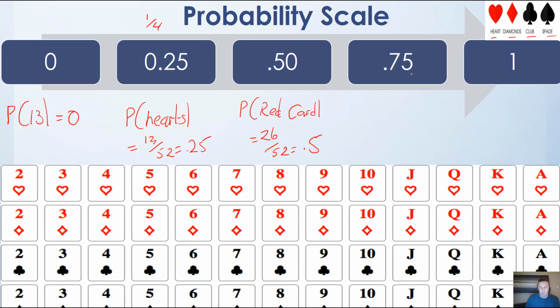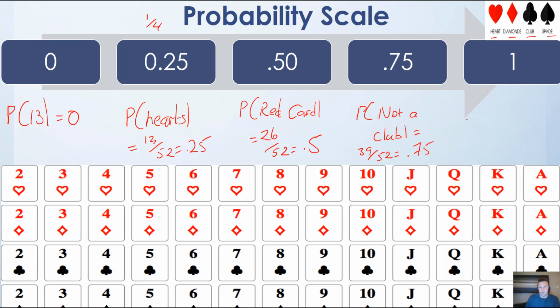Now, how about 0.75? Well, again, I know there's 13 hearts, 13 diamonds, 13 clubs, and 13 spades. So what if I said, what is the probability of not a club? Well, not a club would mean a heart, a diamond, or a spade, okay? And then if we add them, that's 13, that's 26, that's 39 out of 52, which is also equal to 3 over 4 or 0.75.